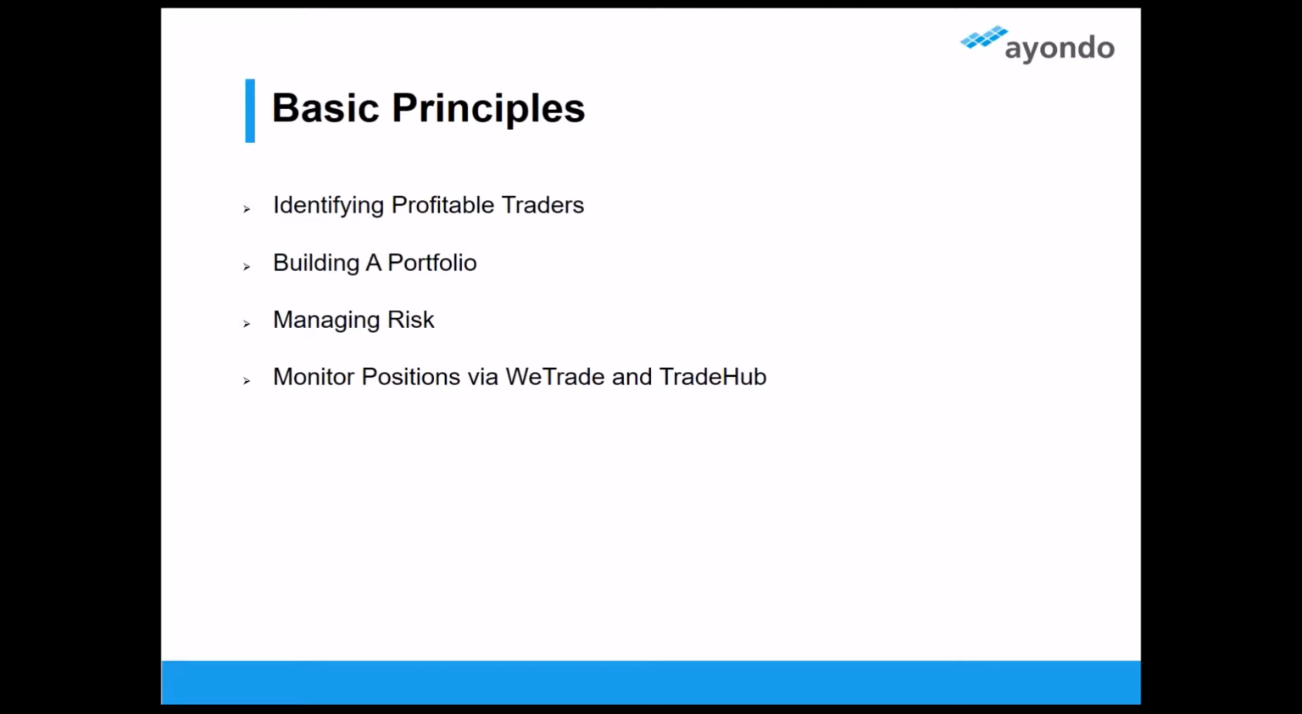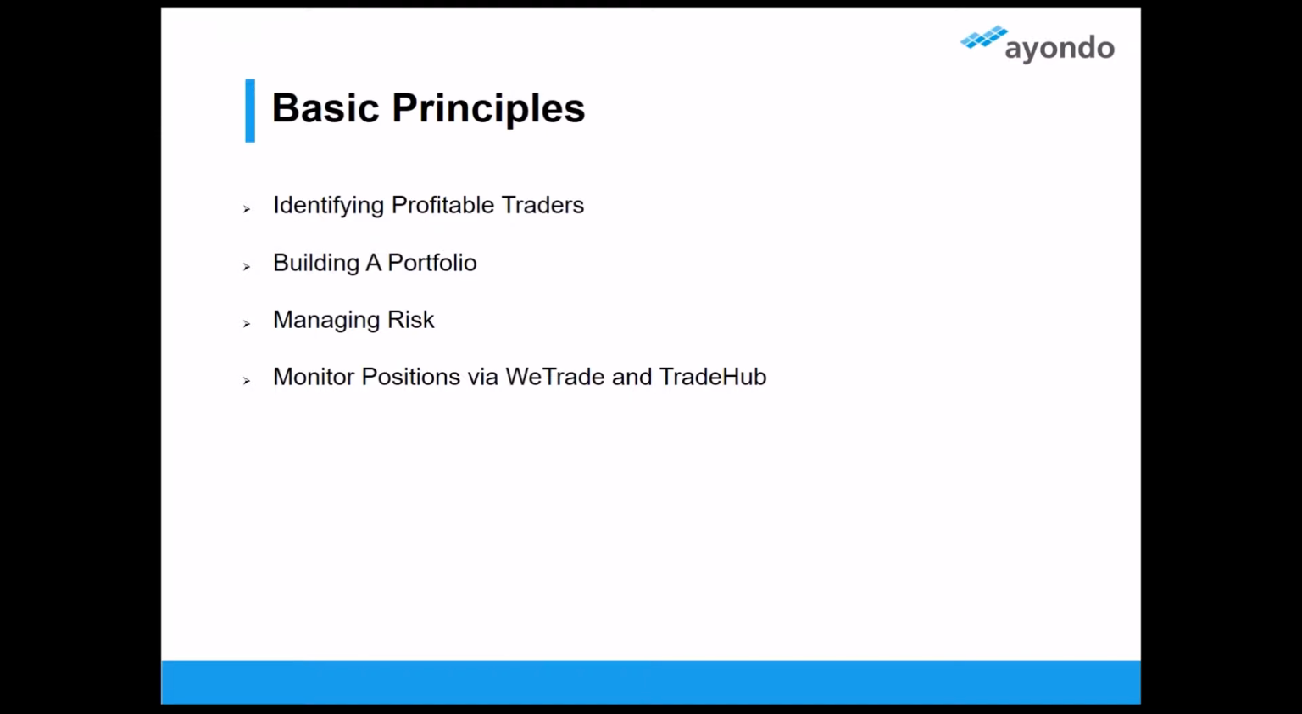So first of all, the basic principles. What we want to do is identify profitable traders clearly. If someone can sit there and make 20% a year, year in, year out, that's excellent. That's exactly the sort of trader that I'd like to follow with my own money and have those trades done automatically. So we'll identify profitable traders. We'll build a portfolio. You can follow up to 5 traders. So we'll set that up this evening as well.